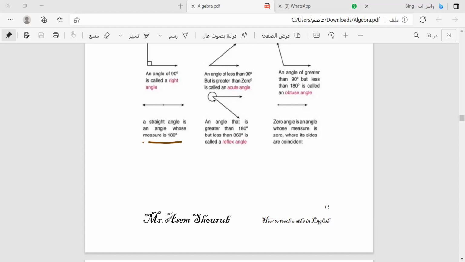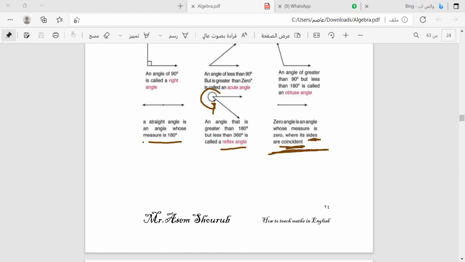The fifth one is called reflex angle. Reflex angle, like this angle. This angle is called reflex angle. Its measure more than 180 and less than 360. And the last one is called zero angle. Zero angle, its measure equals 0. And its sides are coincident.